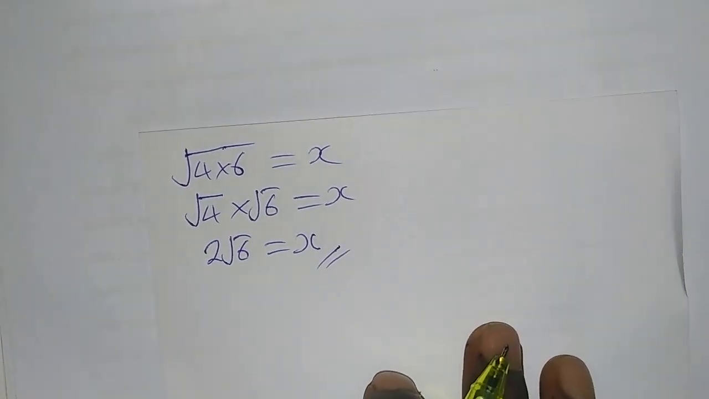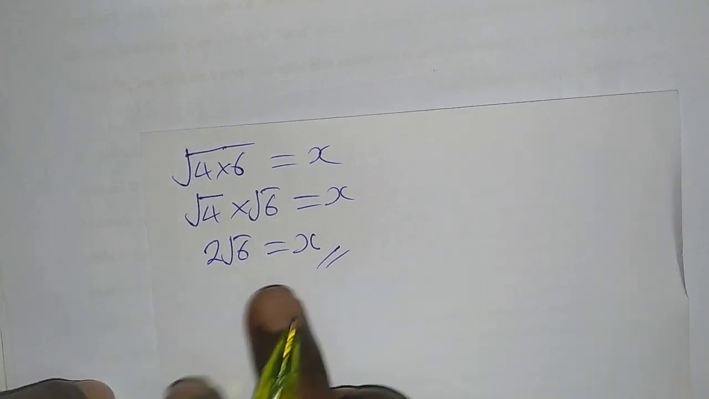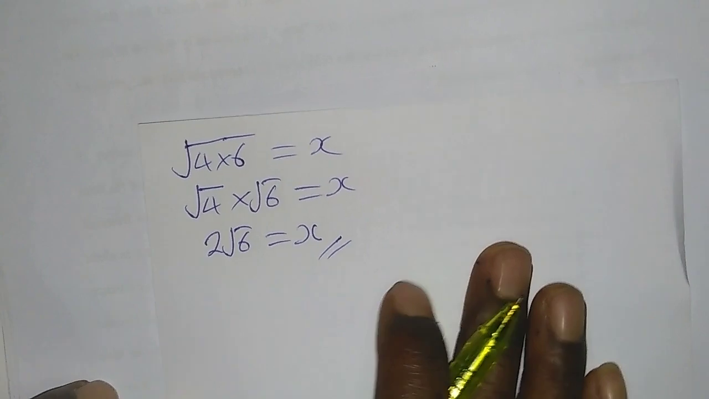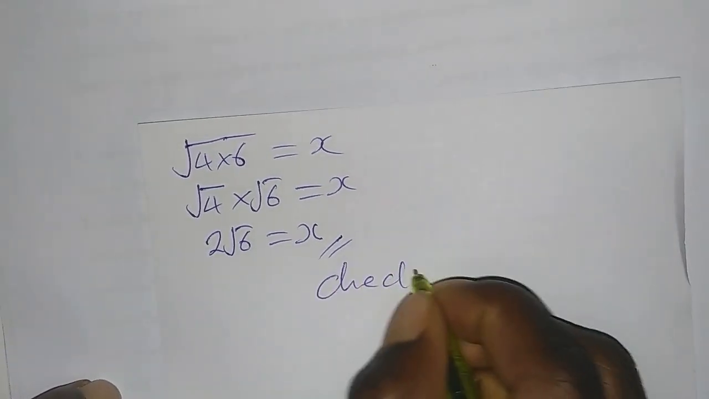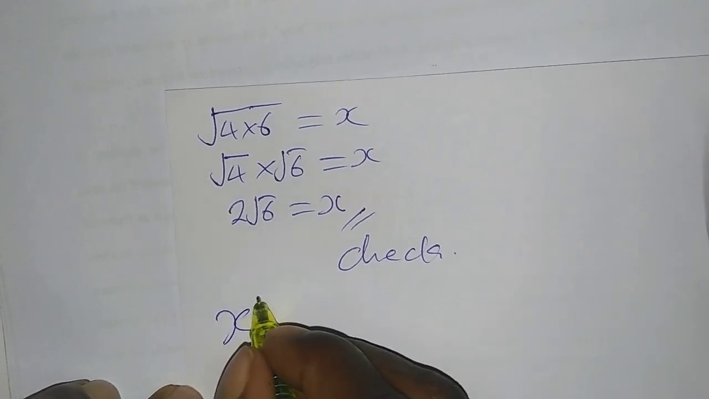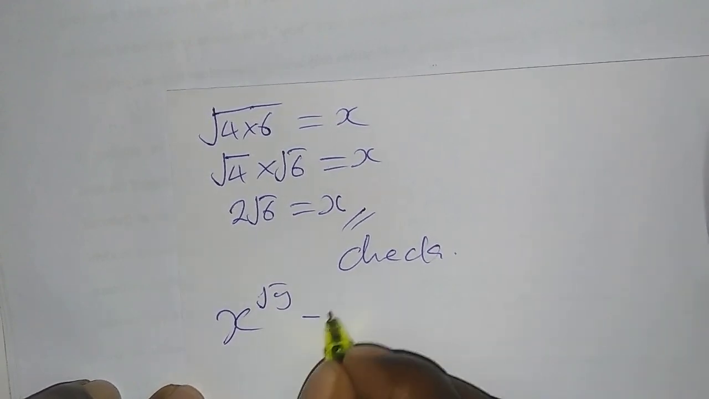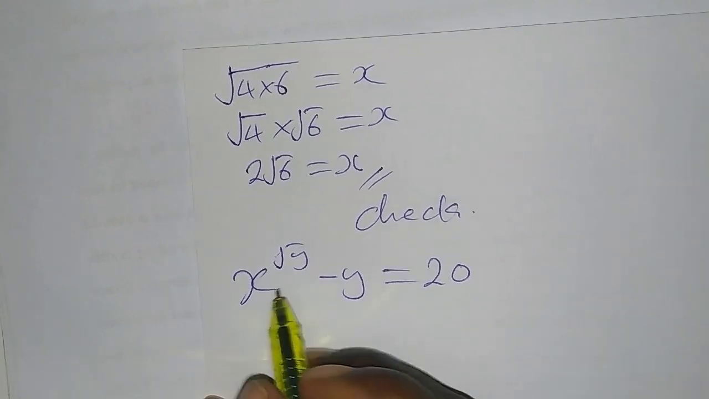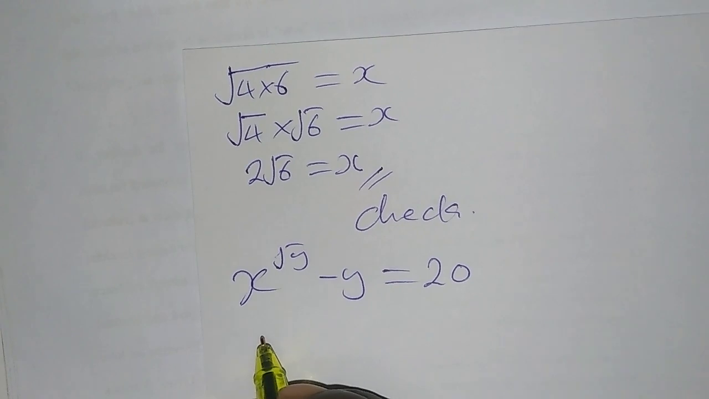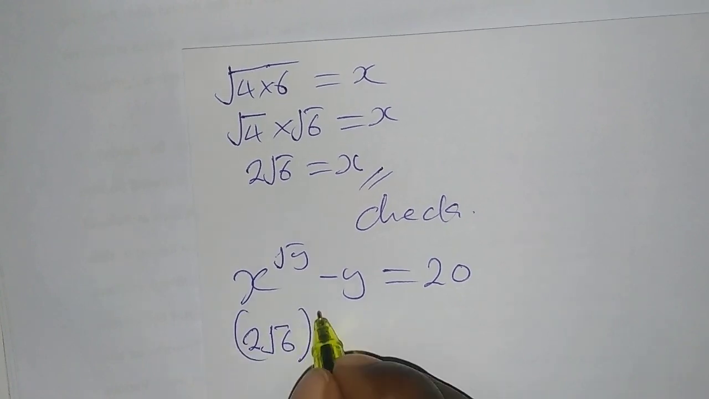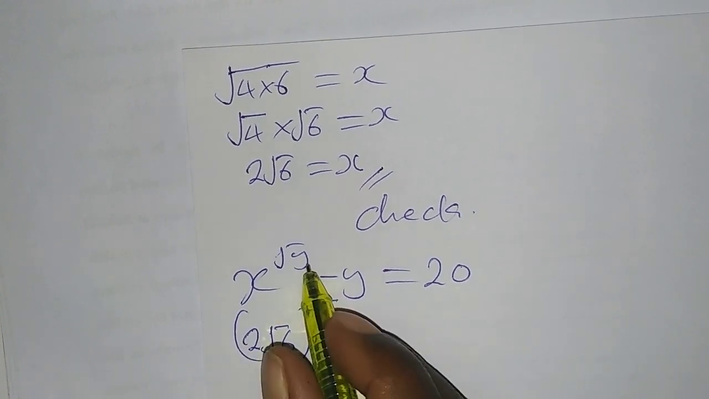These are our solutions. If you like, we can check. We use this last value of x and y in order to check the solution. Let's check. The equation is x to the power of root y minus y equal to 20. And our value of x is 2 root 6. We have 2 root 6 to the power of square root of y.